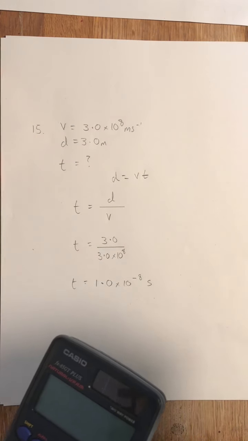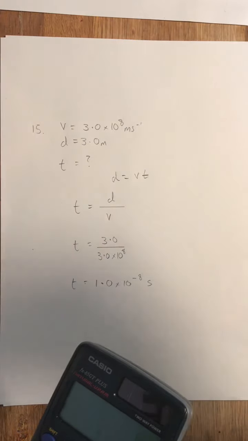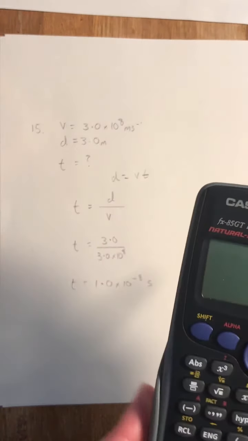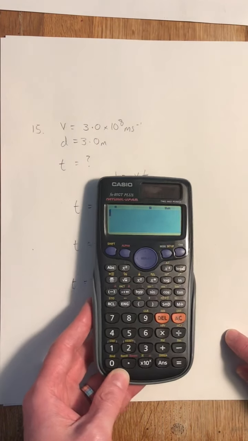Now we expect it to be a small time because it's covering only 3 metres while travelling at 300 million metres per second. That's how ridiculous light is. It travels 300 million metres every second.